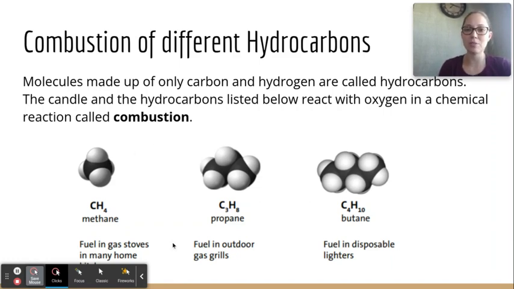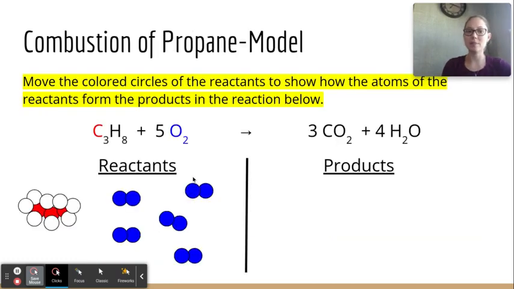But right now, we're just going to focus on these to help us understand reactants and products and this thing called the law of conservation of mass. So the law of conservation of mass says that whatever we have before a chemical reaction needs to be there after the chemical reaction takes place. We cannot create or destroy atoms.